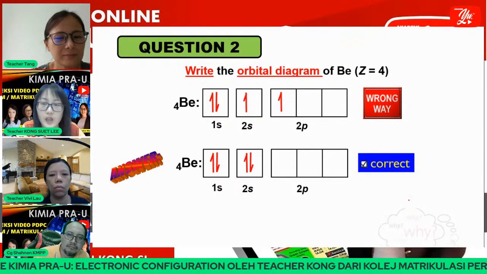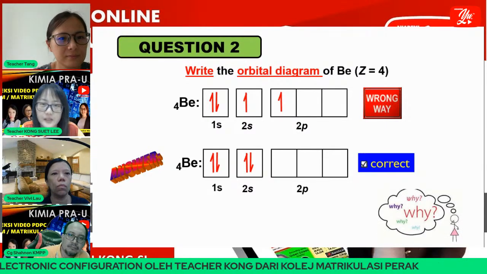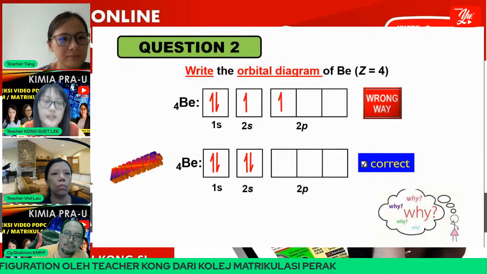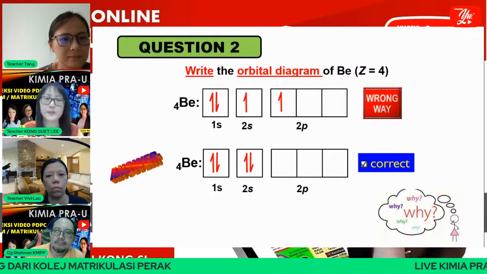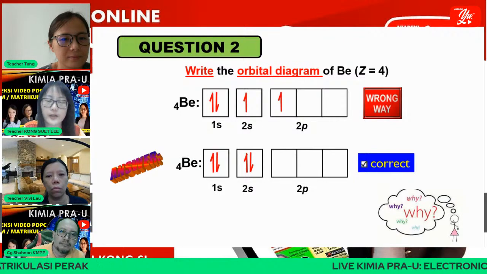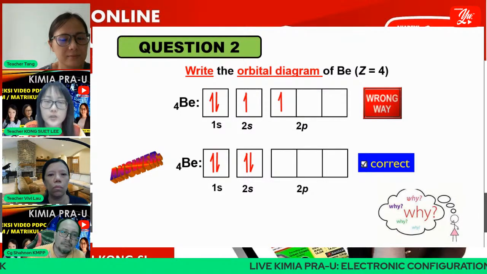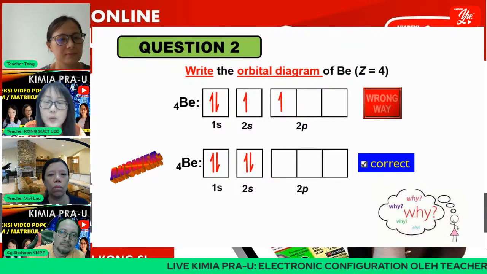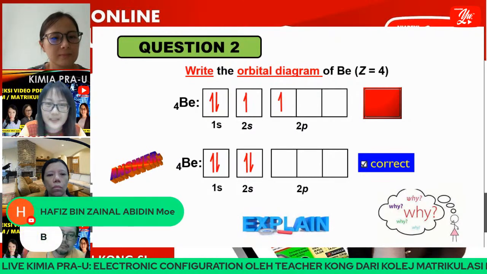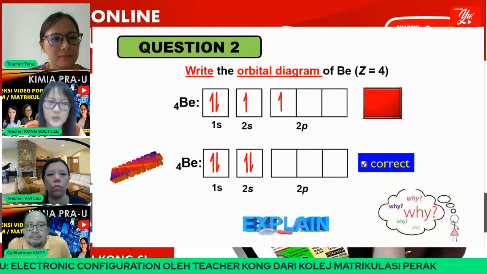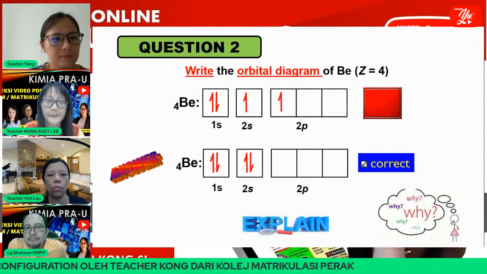If I go up a level, why? How do you explain why? Normally, the first part of the question will ask which one is correct, how to write the correct one, and then the question will straight away ask you to explain. So try to explain why. Try to write down the reason why the answer is B.